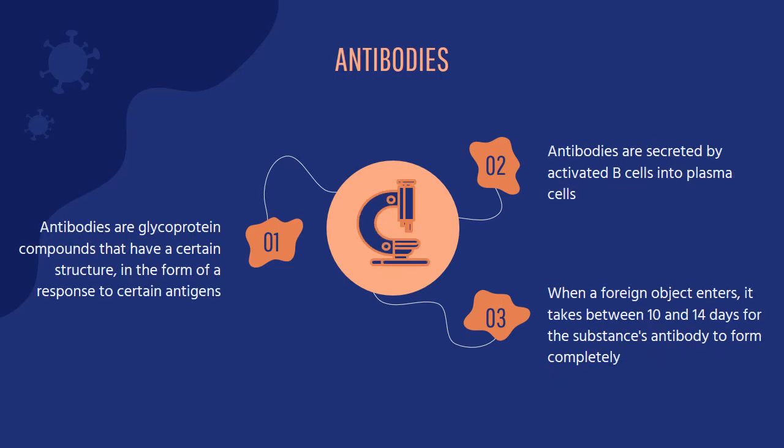And now about antibodies. Antibodies are glycoprotein compounds that have a certain structure, formed in response to certain antigens. Antibodies are secreted by activated B cells, which become plasma cells. When a foreign object enters, it takes between 10 and 14 days for the antibody to form completely.